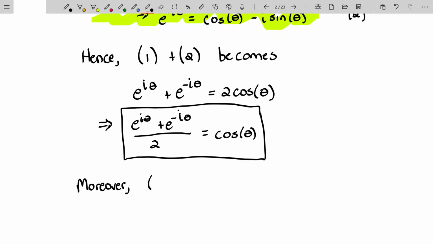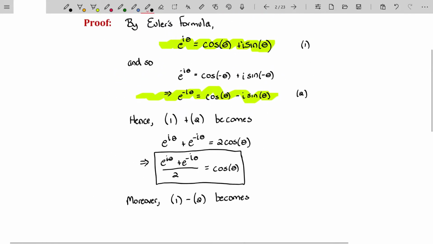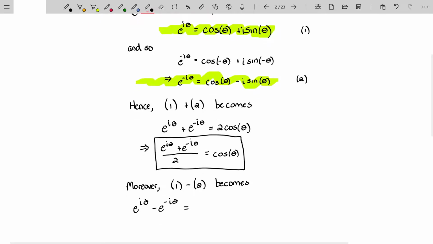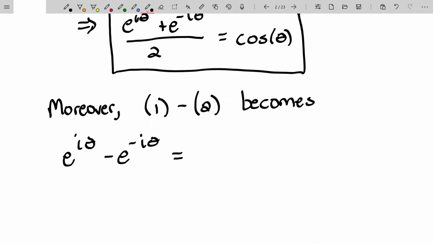Moreover, 1 minus 2 becomes, well, let's see, you take formula number 1, you'll get e to the I theta, and you're subtracting formula 2, so that'd be minus e to the negative I theta, and that's equal to cosine of theta minus cosine of theta. They cancel beautifully. I sine of theta minus a negative I sine of theta is 2i sine of theta.